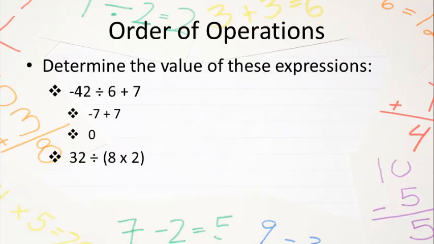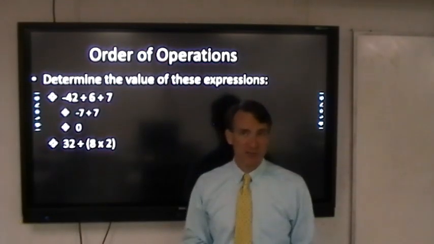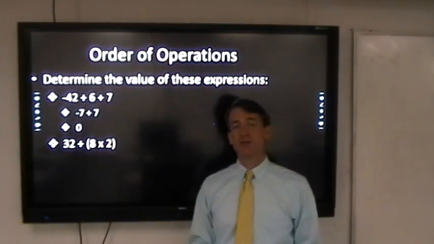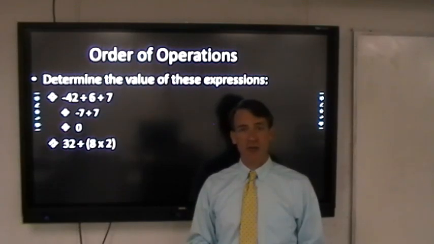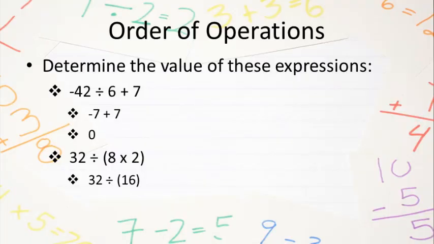32 divided by the parentheses of 8 times 2. Here we do have a symbol of inclusion, that set of parentheses. So I need to start out with that. So I do the 8 times 2 first. 8 times 2 is 16, and now I can do the only operation I have left, which is 32 divided by 16, which gives me 2 as my answer.